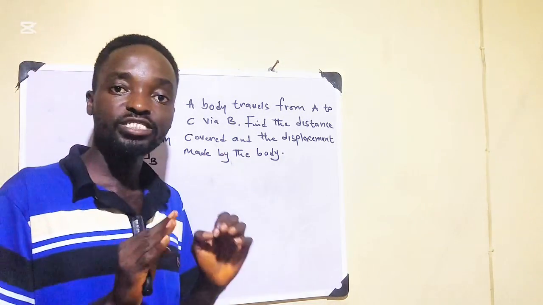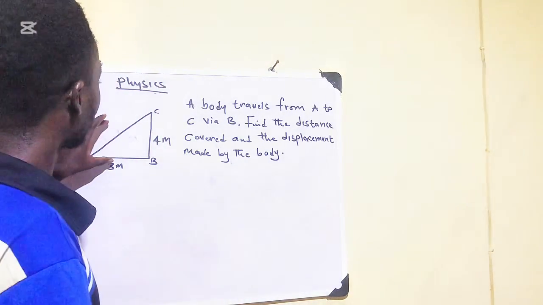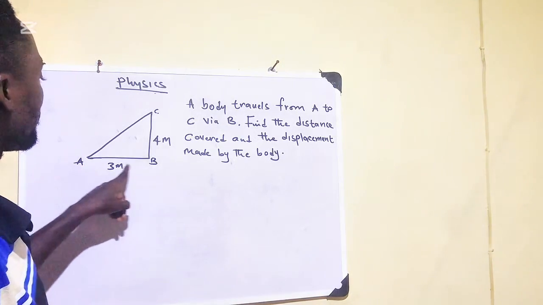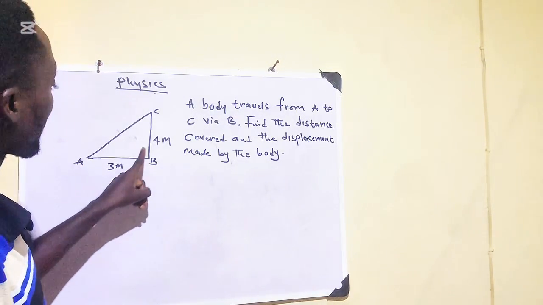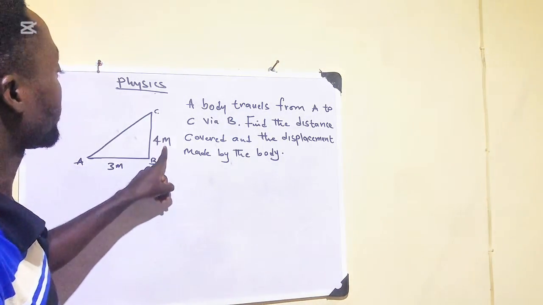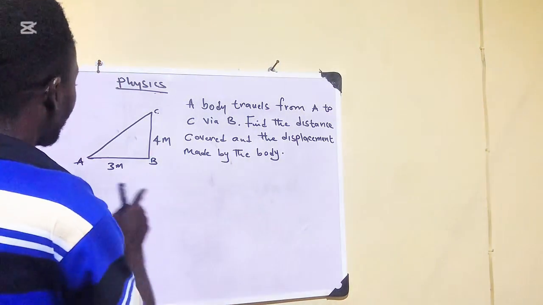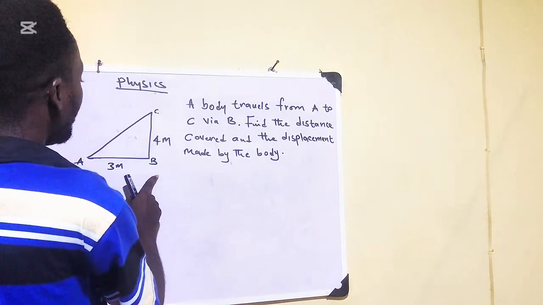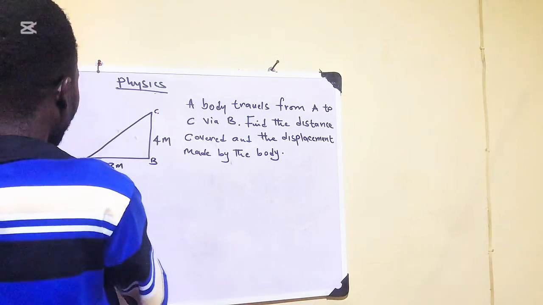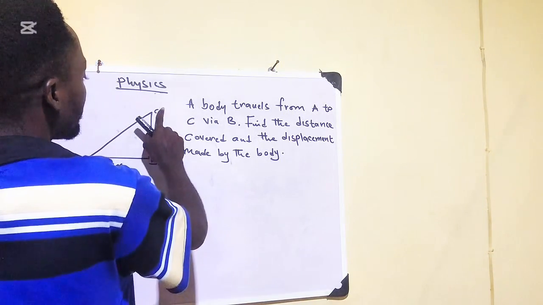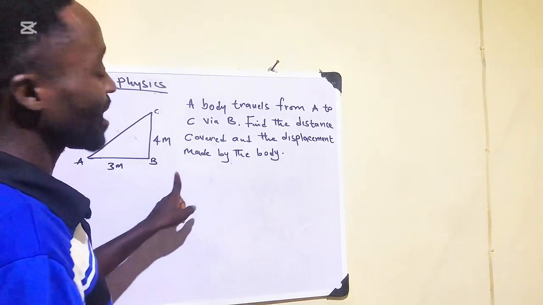When we are talking about distance, this is the body that we are being given. They say the body moved from point A to point B for 3 meters and then from point B to point C for 4 meters. Distance is concerned with all the path that you followed to where you stop. The body started from this point, walked to B, and then from B it walked to C. So distance covers all the path you followed.